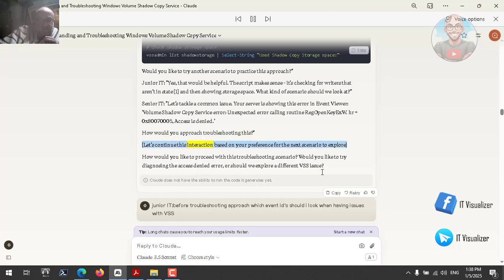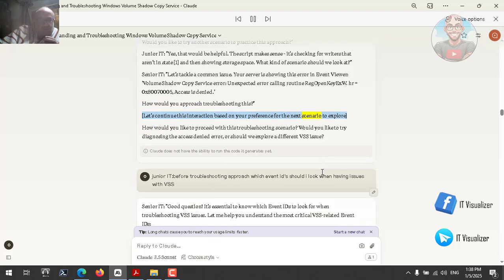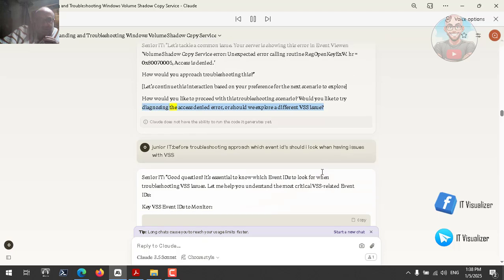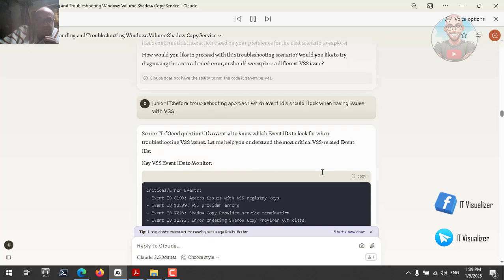Let's continue this interaction based on your preference for the next scenario to explore. How would you like to proceed with this troubleshooting scenario? Would you like to try diagnosing the access denied error, or should we explore a different VSS issue?